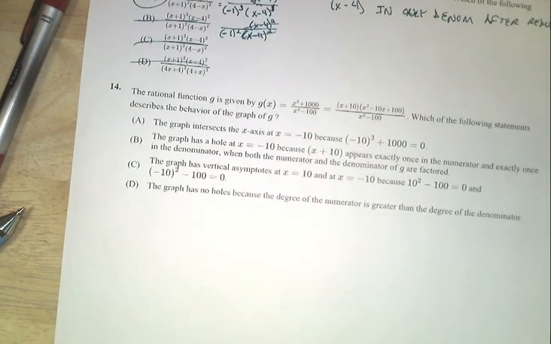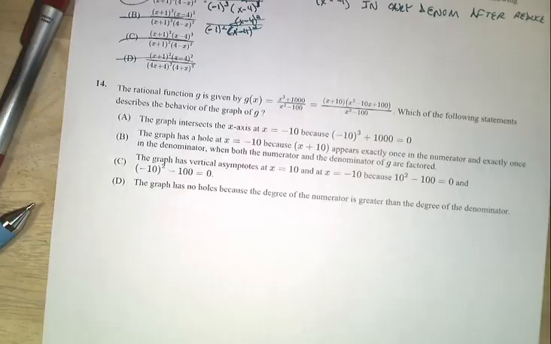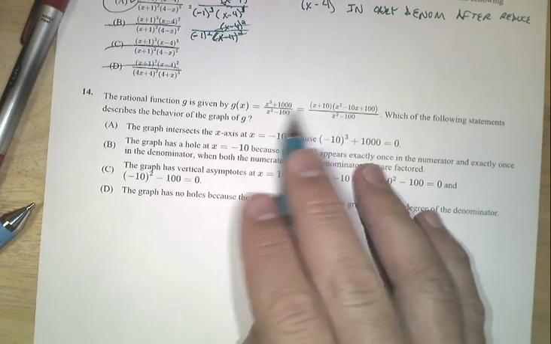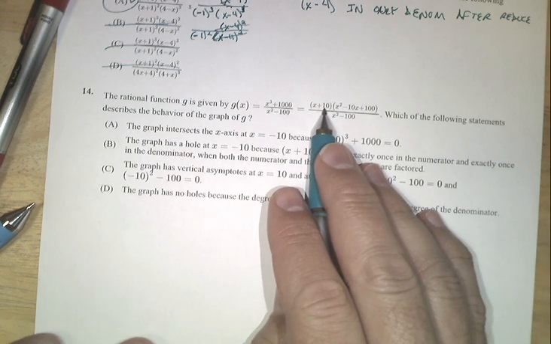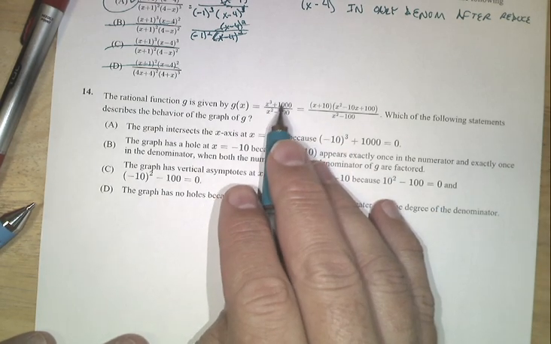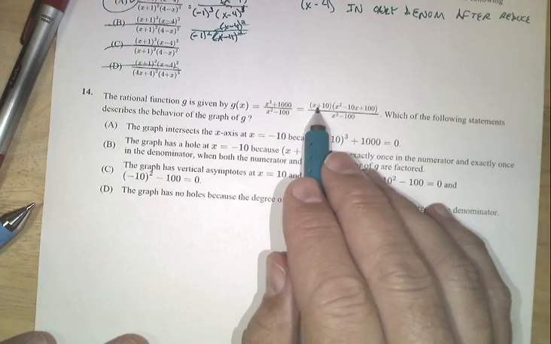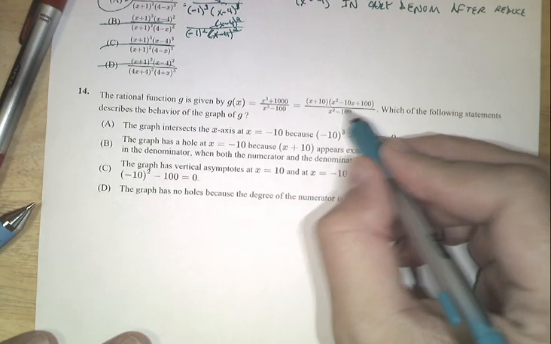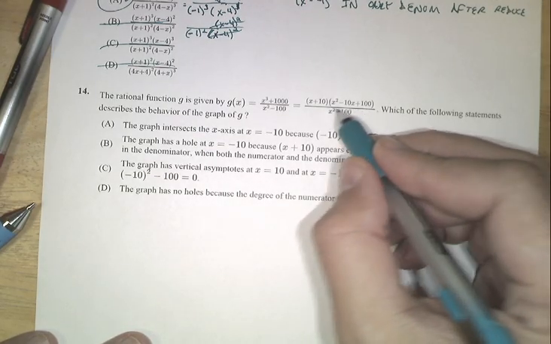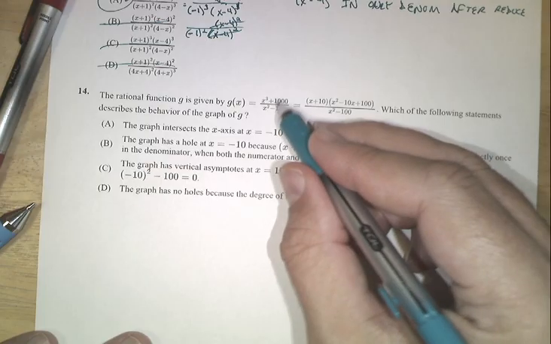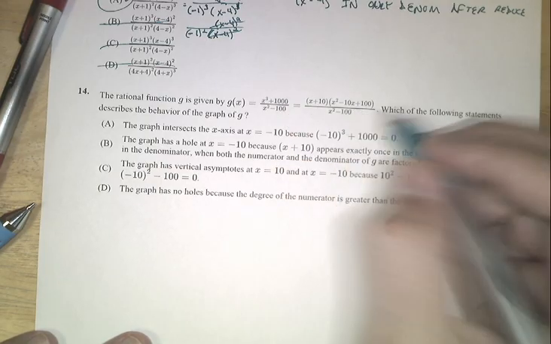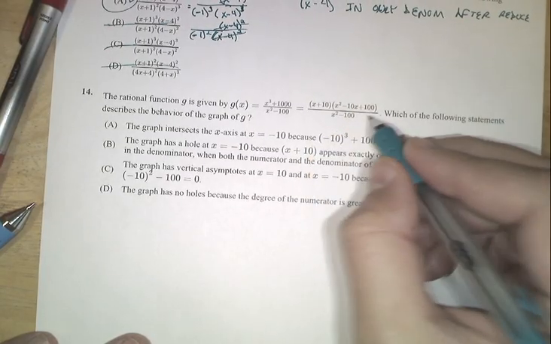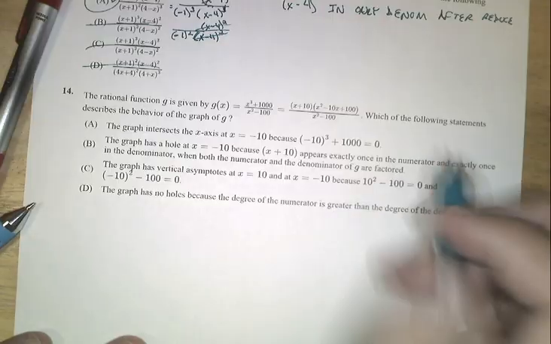Okay, last one. The rational function g is given by g of x equals that whole thing, which is then this. What they did here is they went ahead and factored. This is difference of two cubes, and they factored it for you. So that's one of our factors. This is going to have two imaginary zeros on it. Whenever you do difference of two cubes, these two are going to be imaginary zeros. We don't need to worry about them because we're not dealing with imaginary on rational functions.